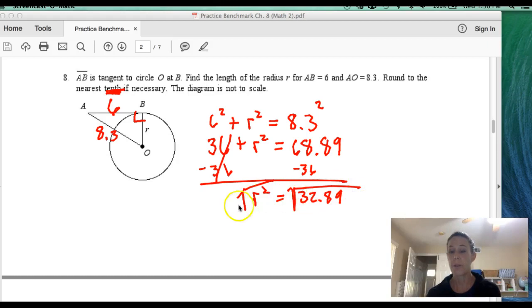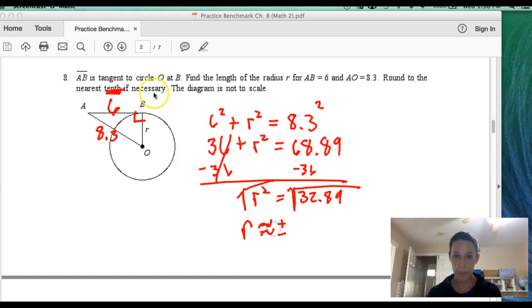Now when you square root both sides, you do get a plus and minus solution. So the square root of r squared is just r, and this will give you a plus or minus solution. However, I always like to remind you of that. So I'm going to do the square root of 32.89 on my calculator and get a decimal solution. It's going to be plus or minus, and it is approximate.